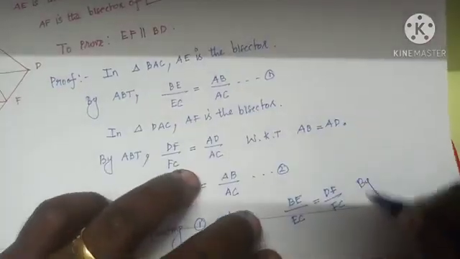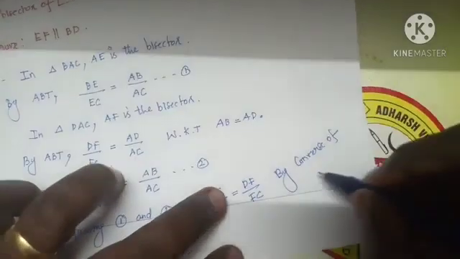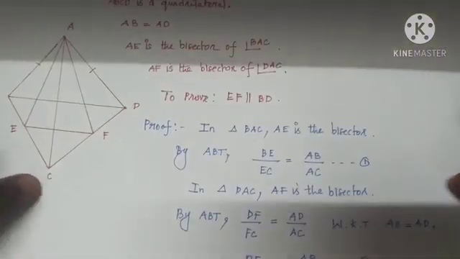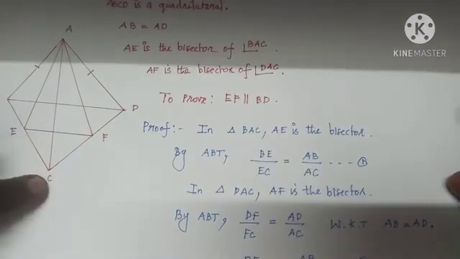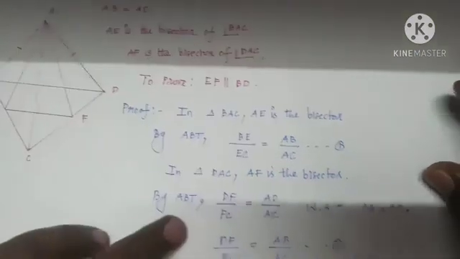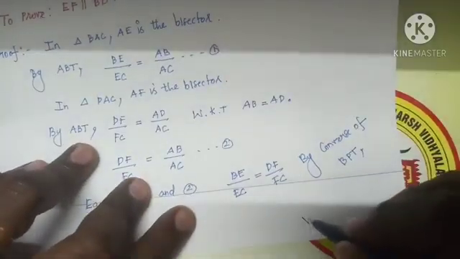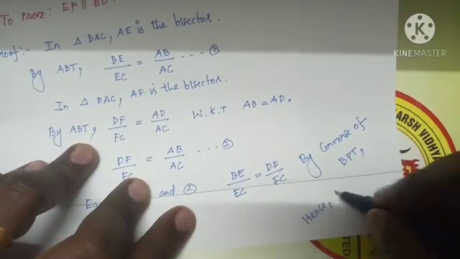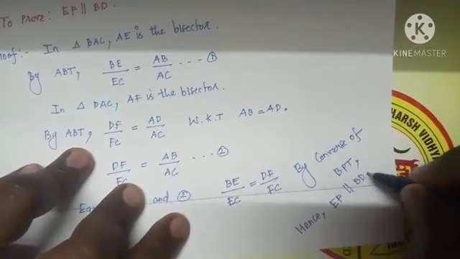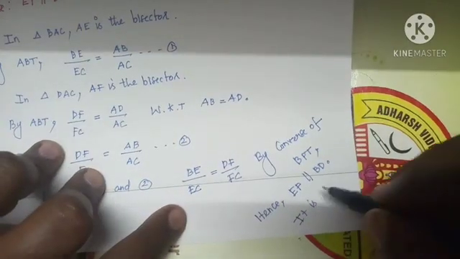By the converse of the basic proportionality theorem, if BE by EC equals DF by FC, then EF is parallel to BD. So hence EF is parallel to BD. It is proved.